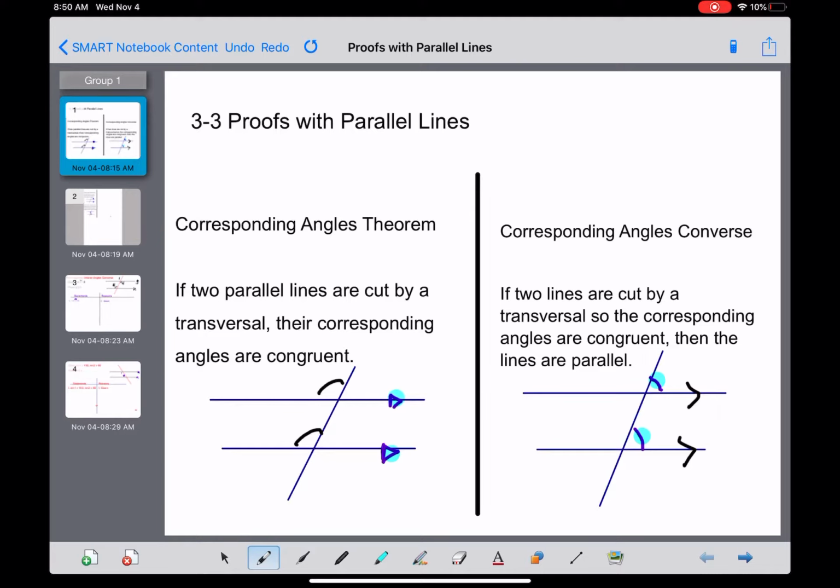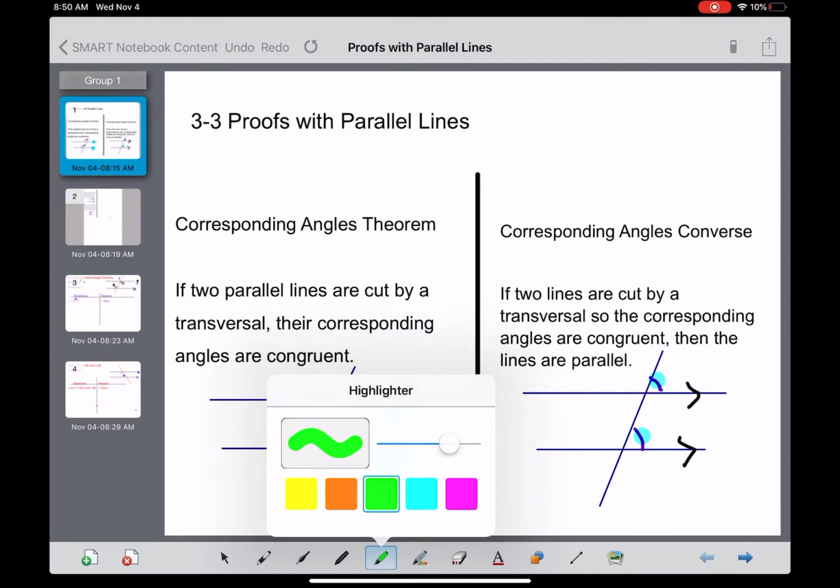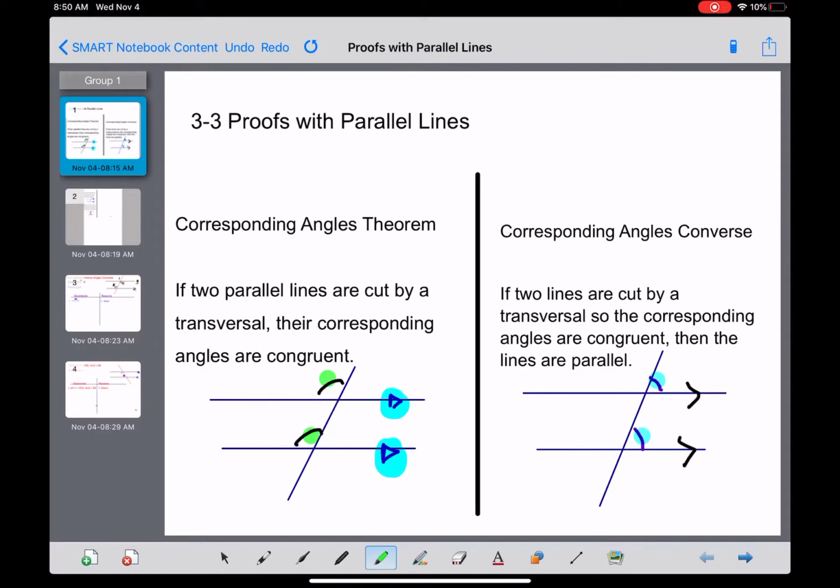So it's the opposite. In our corresponding angles theorem, we start with parallel lines to draw the conclusion that the two angles are congruent. In our converse, we start with congruent corresponding angles to conclude that our lines are parallel. So this is a good spot to jot down a few notes. I will be providing this for you, so if you don't want to write them down, it's okay. Or a picture of the screen might be a good idea as well.